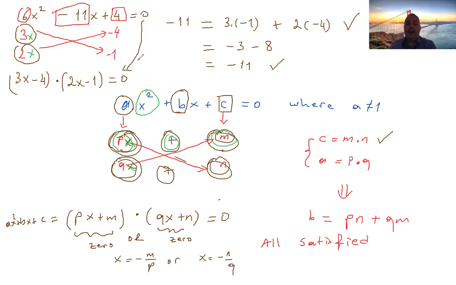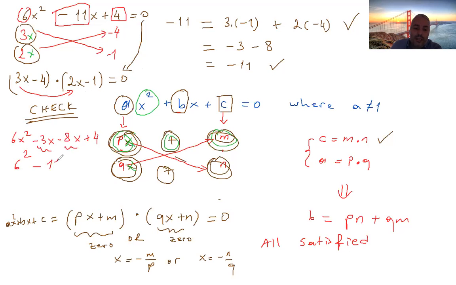So, how can you check yourself? Is there any mistake or not? To check is simple. Just expand this. 3x times 2x, 6x squared. 3x times negative 1, negative 3x. Negative 4 times 2x, negative 8x. Negative 4 times negative 1, positive 4. So 6x squared minus this one and this one together, 11x. 6x squared minus 11x plus 4, which is equal to 0.